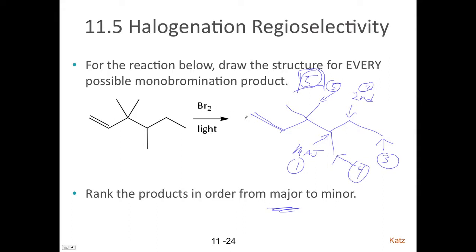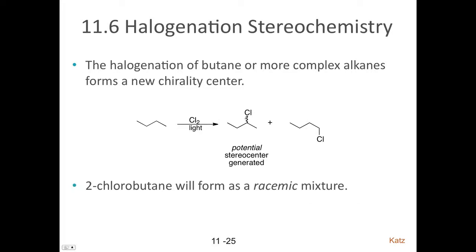Okay, so there's that. The halogenation of butane or more complex alkanes forms a new stereocenter. Look at that. Chlorination, and again, this can be bromination too if you want. You have this guy here that you generate, but of course this intermediate is a radical, so it's going to be an sp2 hybridized carbon. So that's going to be something that is a racemic sort of intermediate, right?